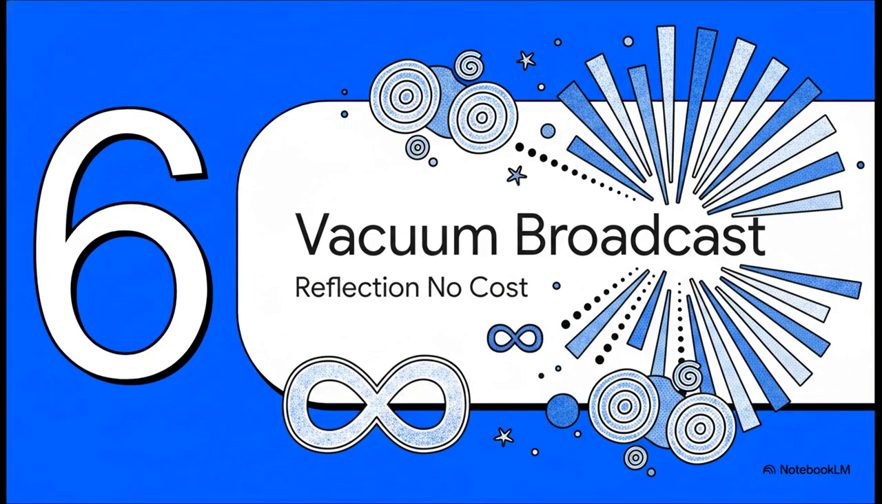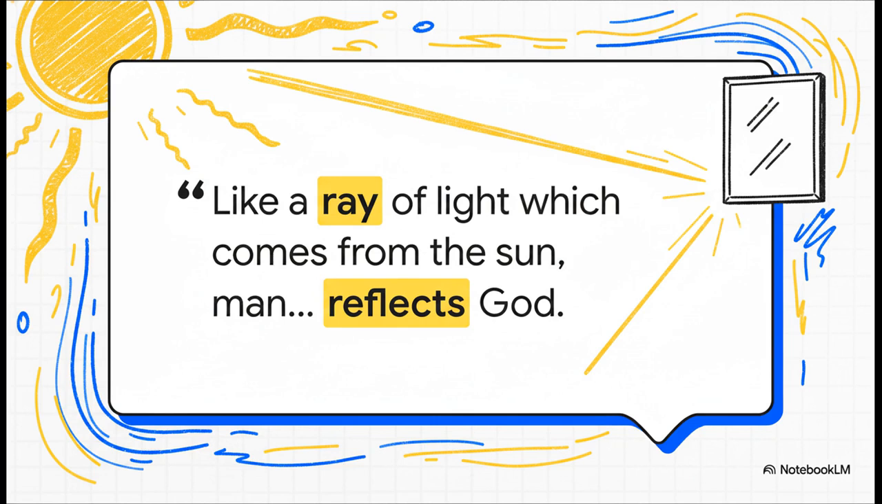Section 6. The vacuum broadcast, reflection without cost. Now, how does an infinite, invariant God actually create an infinite universe without dividing itself into pieces and running out of energy? Well, Eddy used this really excellent 19th century analogy. Man is not God, but like a ray of light which comes from the sun. Man, the outcome of God, reflects God. The ray reflects the sun, sure, but it isn't the sun itself, and crucially, it doesn't deplete the sun.